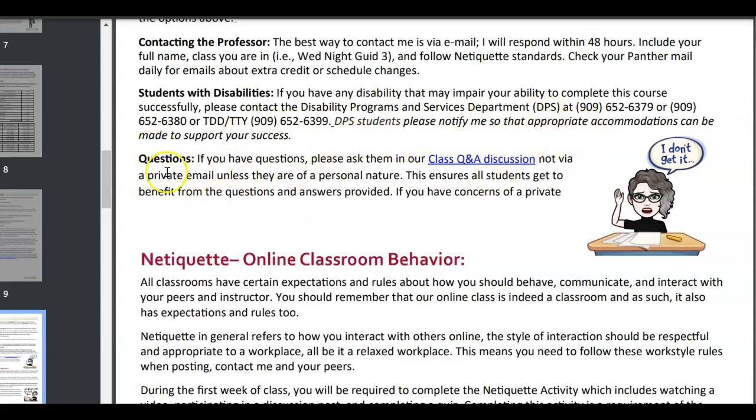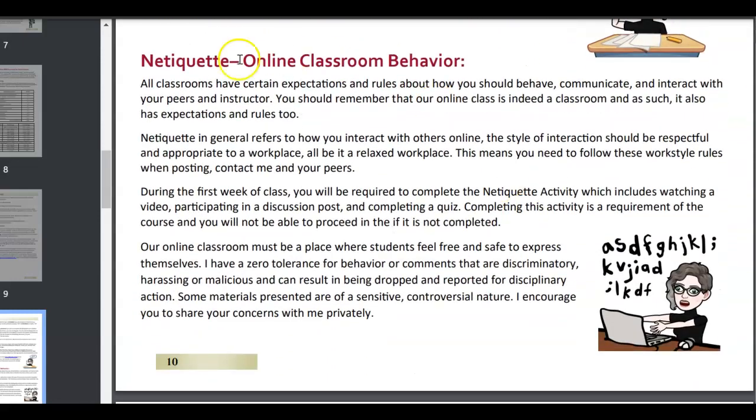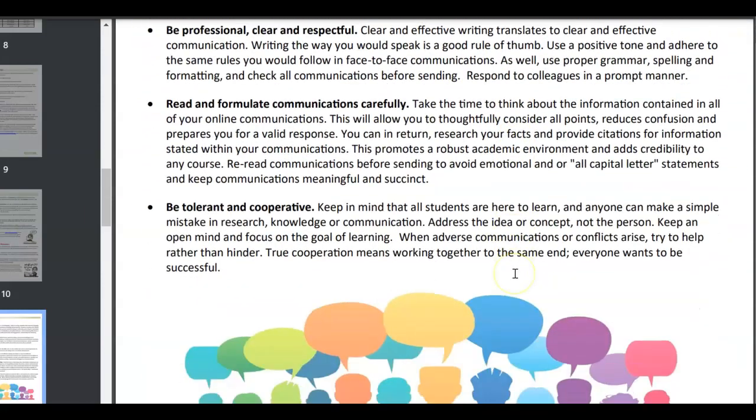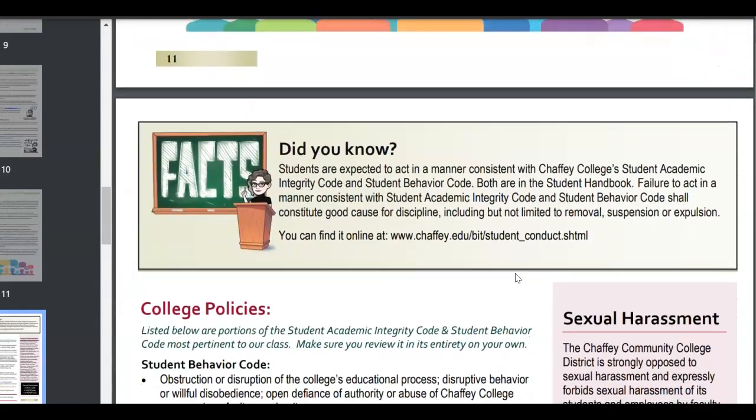Questions, this is on your syllabus quiz too. There's a Q&A discussion on our home page. The best way is if your question is not private in any way and it has to do with a due date or an assignment, post it here so that other students can get the value of that, okay? There's etiquette information here, discussion guidelines, okay? If you've never done discussions, make sure you look over that.